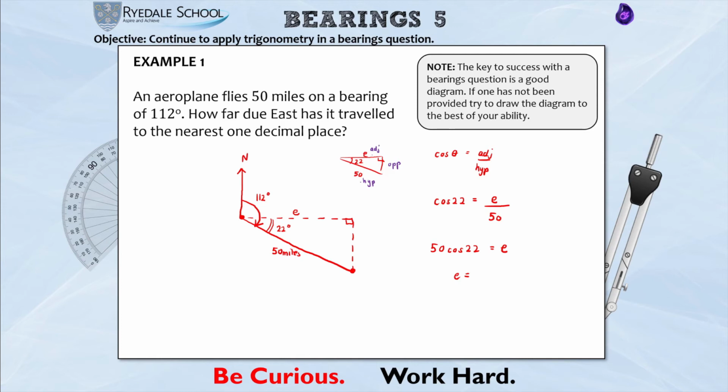The question asks for one decimal place. Do make sure your calculator is in degrees. And I've managed to get that as 46.4. It's 46.35, and that 5 will make it round up to 0.4. Let's put some units on the end. It is miles.